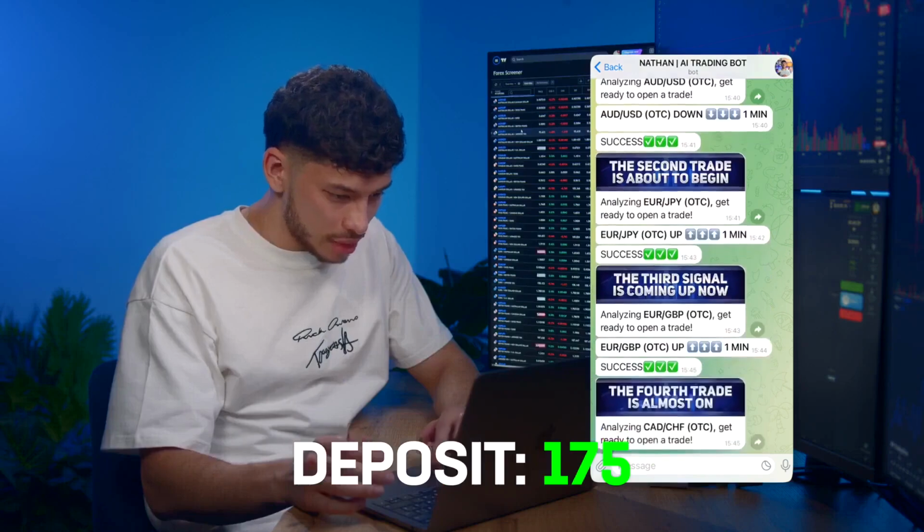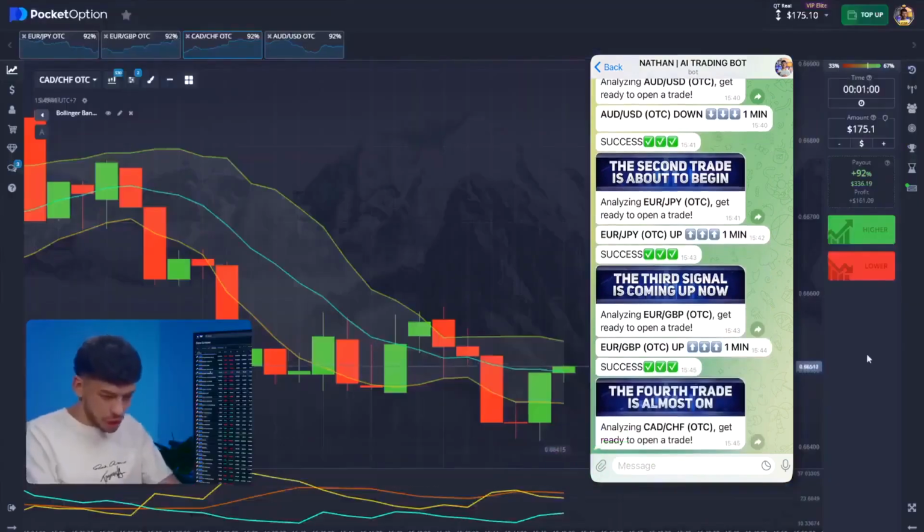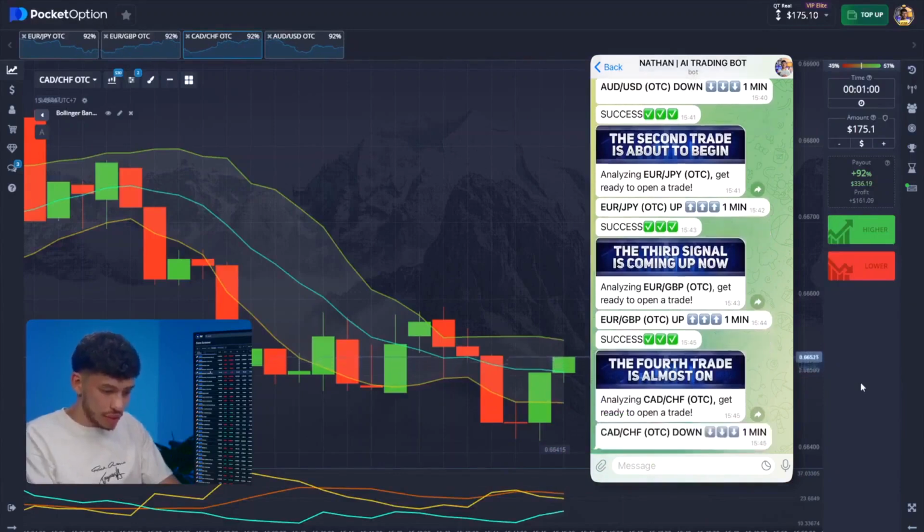Let's see what's up next. The chart shows a steady downward trend, but the correction phase has ended. The bot suggests the downward movement will continue. It seems pretty obvious.